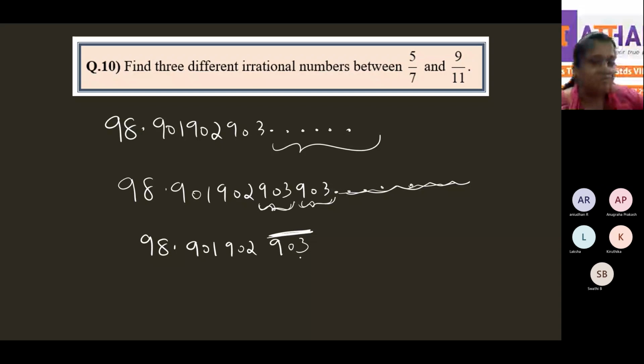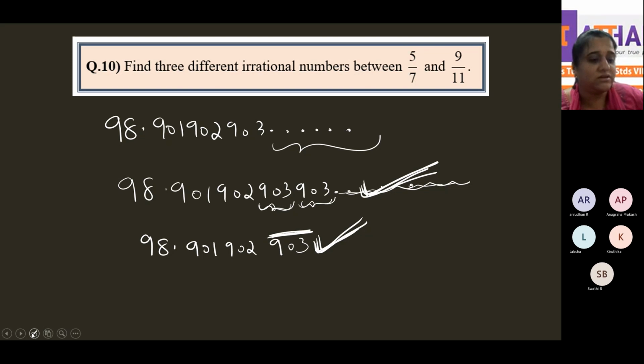This one is a non-terminating decimal because it's going on forever, but repeating because 903 is repeating. Both of these are the same. They represent a non-terminating repeating decimal because the digits 903 repeat themselves forever. So it's a rational number.